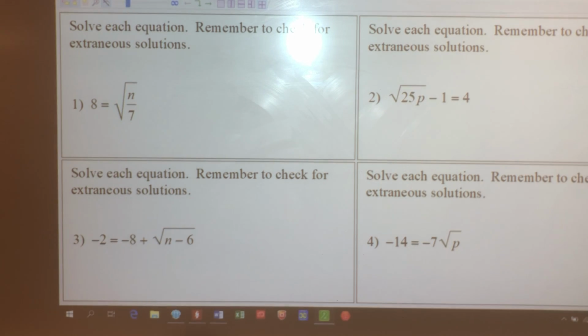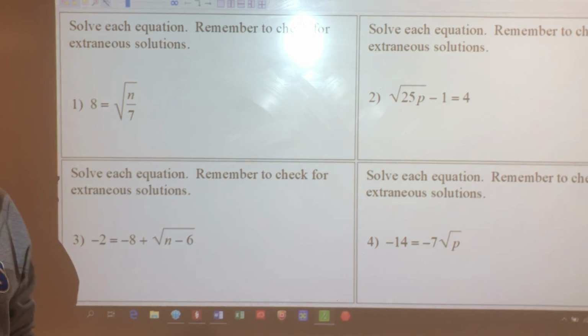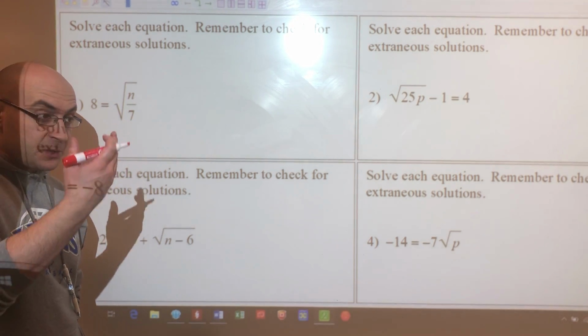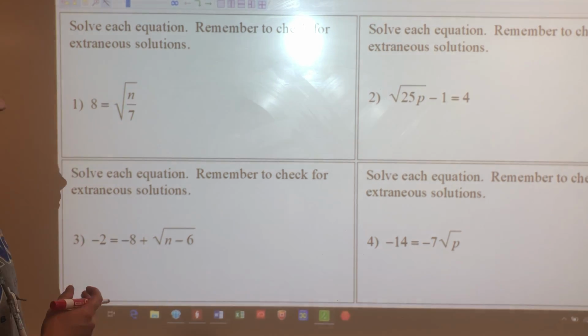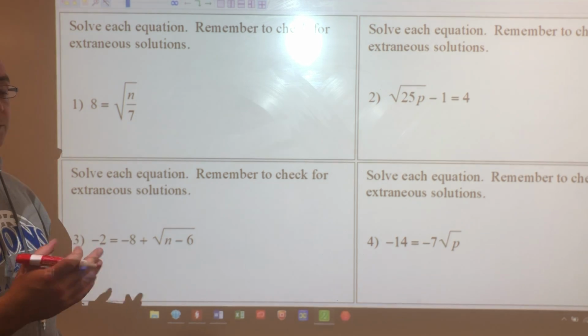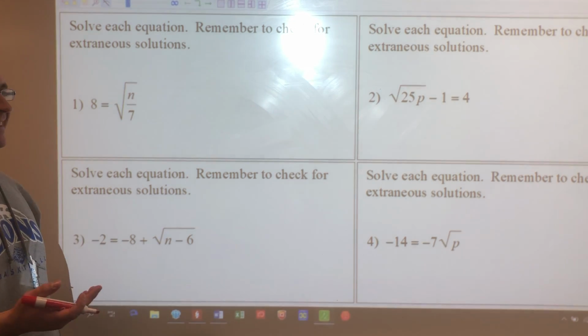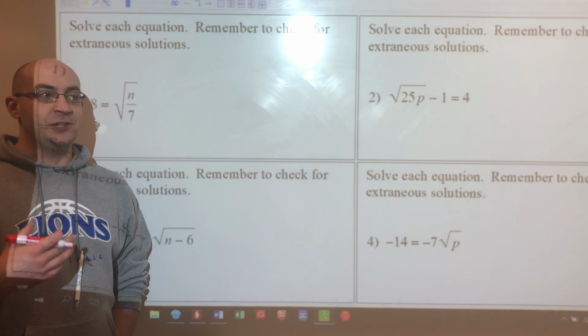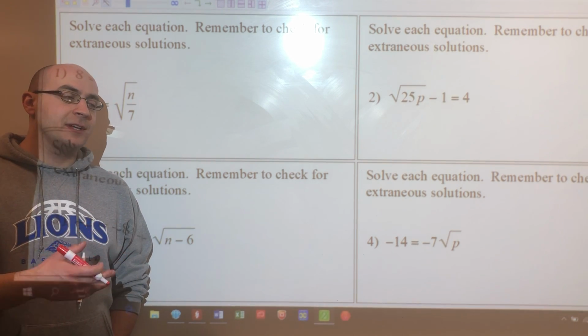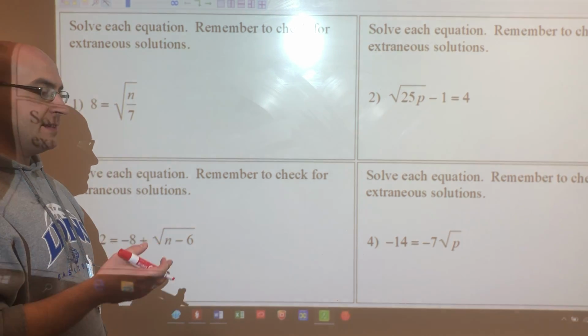Hi, everyone. All right, so we're talking about radical equations now. So obviously equations that have a square root somewhere. And the first step to this part of the unit is we're going to solve these things. Now, the key is if you see a square root sign, you need to do the opposite to undo the square root sign. So we're going to be raising a lot of this stuff to the second power.